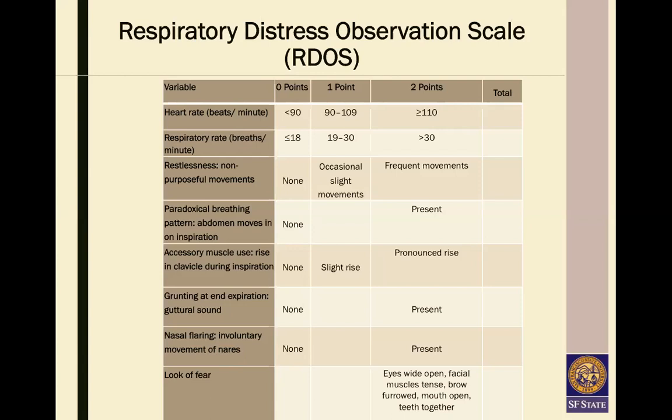Are they being used more than normal? Are they looking like they are really straining to breathe? You'll see it mostly up by their clavicle and then their neck if they're having significant difficulty with breathing. There could be grunting at the end of expiration and nasal flaring, which is the involuntary movement of the nares. And if there's a look of fear, like eyes wide open, facial muscles tense, they may have furrowing of their brow, open mouth, or clenched teeth.